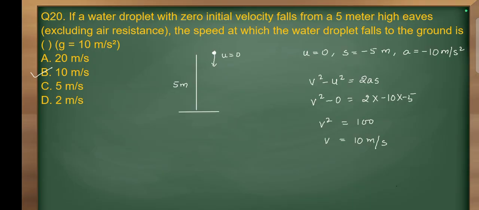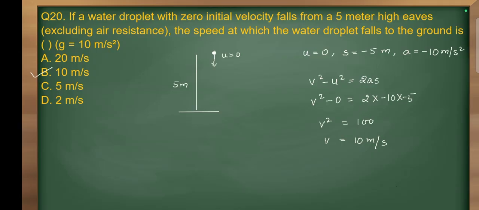Question number 20. If a water droplet with zero initial velocity falls from a 5-meter height of eaves, excluding air resistance, the speed at which the water droplet falls to the ground is, here g is given as 10 meter per second square. So the drop is falling from a height of 5 meter. Initial velocity of the drop will be 0, the total displacement of the drop will be minus 5 meter, and acceleration will be minus 10 meter per second square.